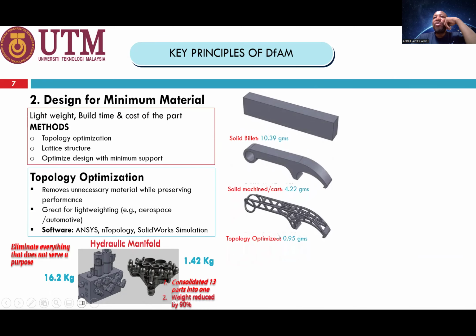The same goes for this component. This weighed around 4.22 grams. If this component was produced by a machining process, you need this bulk of material, which weighed around 10.39 grams. Utilizing the concept of topology optimization, you can produce the same component which weighs less than 1 gram. Just look at how you save material and produce a lighter weight component.